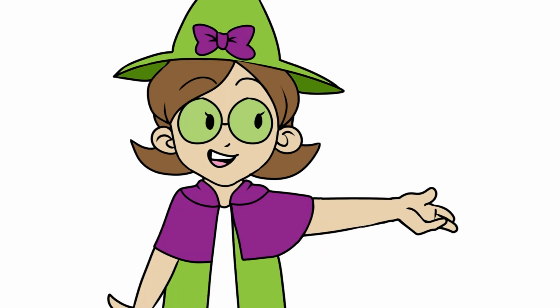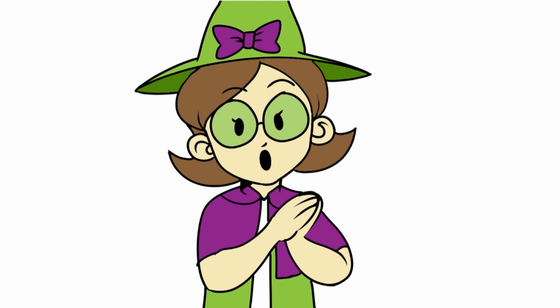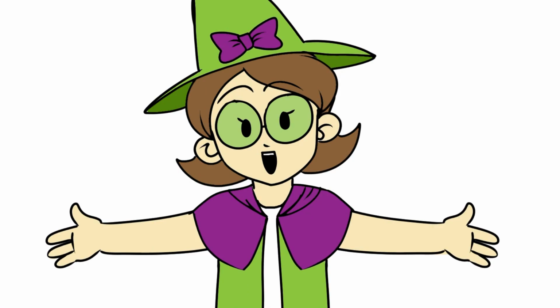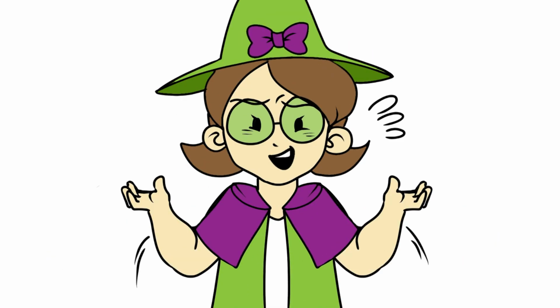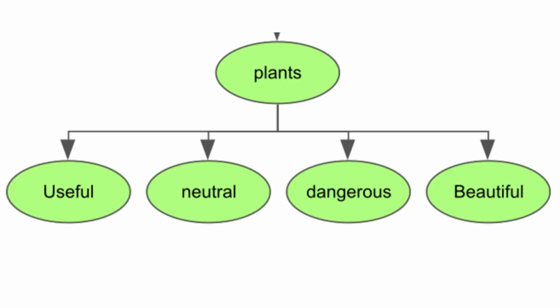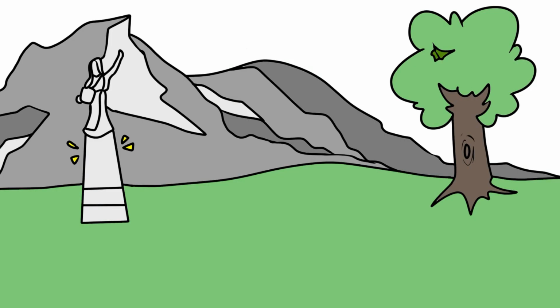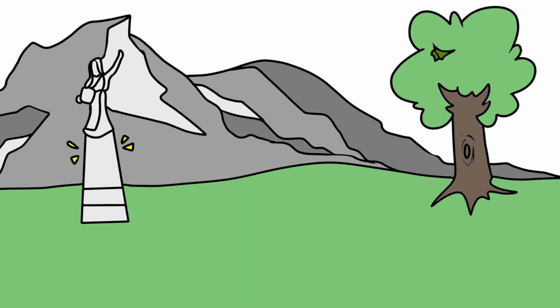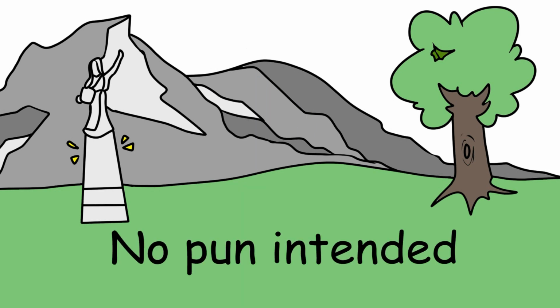Obviously, you've got beings and plants. Okay, plants are pretty self-explanatory. And it's similar to the weather. You've got useful ones, neutral, dangerous, and beautiful. Useful plants could be for medicine or food. Neutral could just be something like grass. Dangerous plants don't necessarily have to be piranha plants, but could be something like poison ivy or poisonous mushrooms. And of course, we all know what beautiful plants are. Now things begin to get a little hairy when we move on to beings.